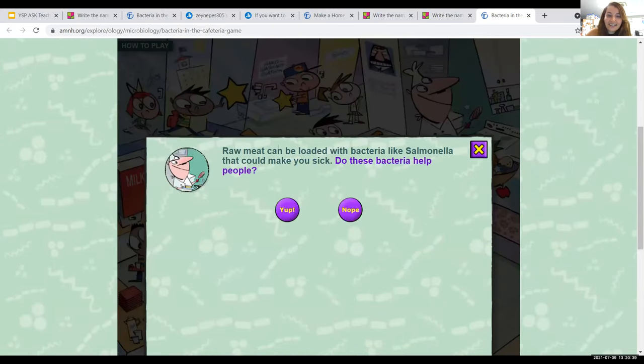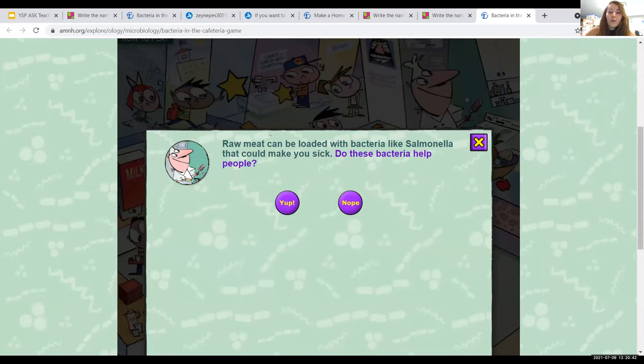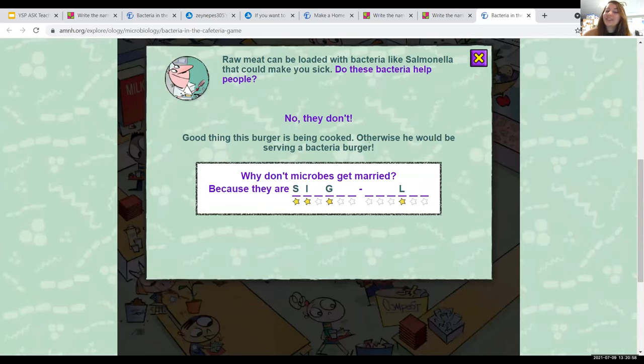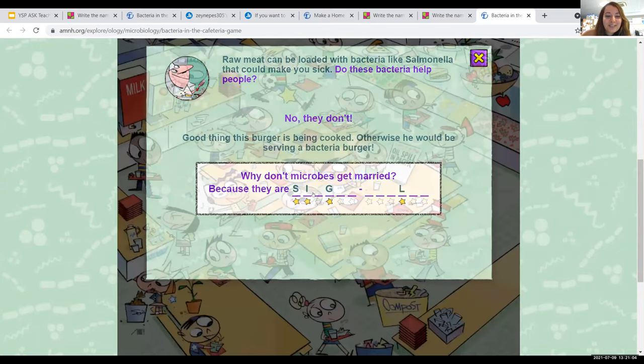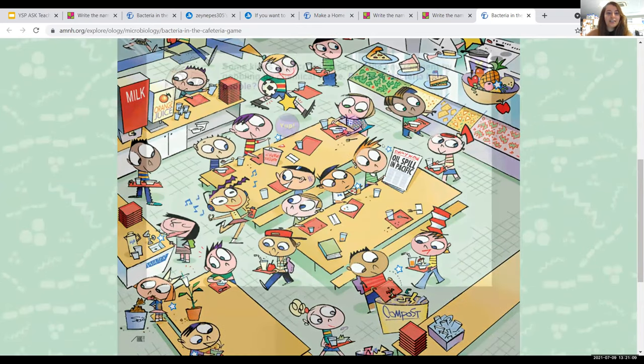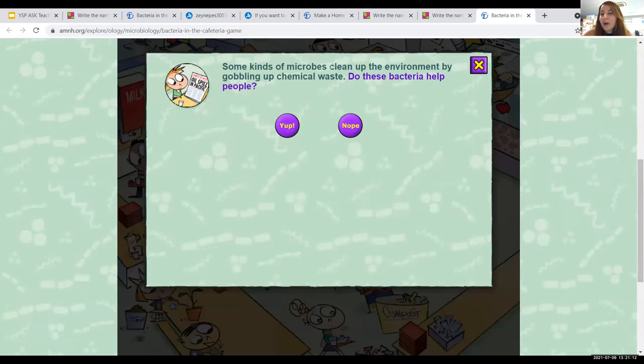Okay, let's check this cook. Raw meat can be loaded with bacteria like Salmonella that could make you sick. Do these bacteria help people? No. No. Yeah. Okay, you are right. Good thing this burger is being cooked. Otherwise, he would be serving a bacteria burger. So we are close to the answer now for our first word. Here we have a star also. Some kinds of microbes clean up the environment by gobbling up chemical waste. Do these bacteria help people?